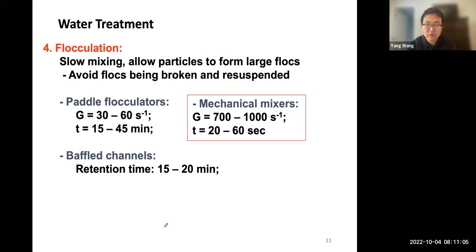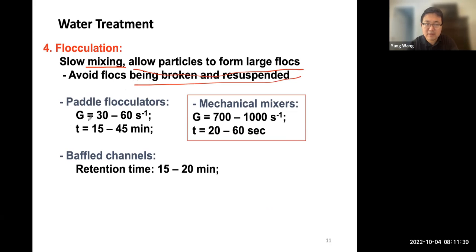So what about flocculation? As we introduced, we're going to have slower mixing, because if we have faster mixing, then we're just going to break those flocs apart. We spend all of those efforts to bring the smaller particles to the larger particles. If we have faster mixing, they'll just break apart again, basically cut by those turbines. So this is to allow the particles to form these larger flocs and avoid the flocs being broken or resuspended.